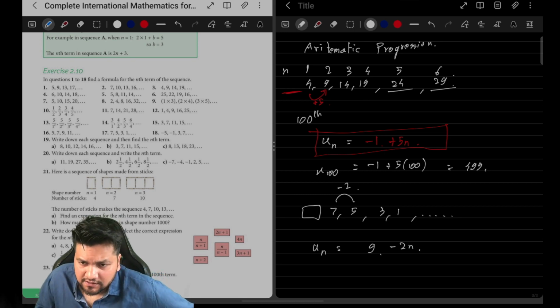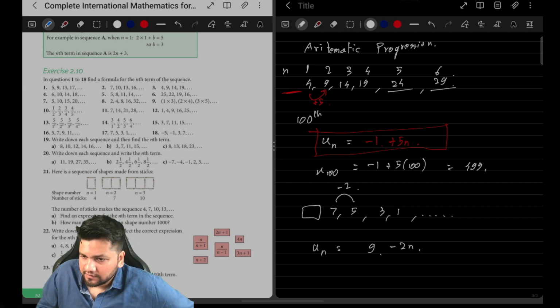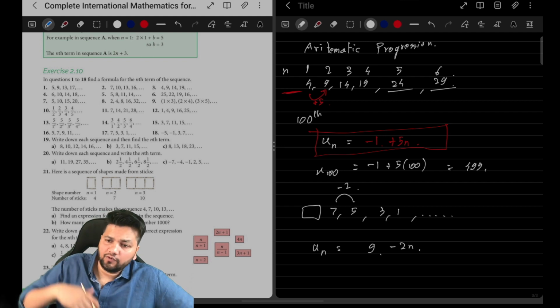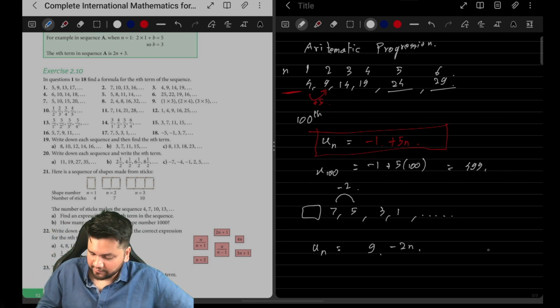Remember, in sequences, we'll come to that topic later on as well. But here 9 minus 2n. Remember that if you want to verify for any of the sequences, just put n is equal to 1. If you want to really verify again, just put n is equal to 2. If I put n is equal to 1, I'm getting 7. Mostly I'm correct. If I put n is equal to 2, I'm getting 9 minus 4, which is 5.